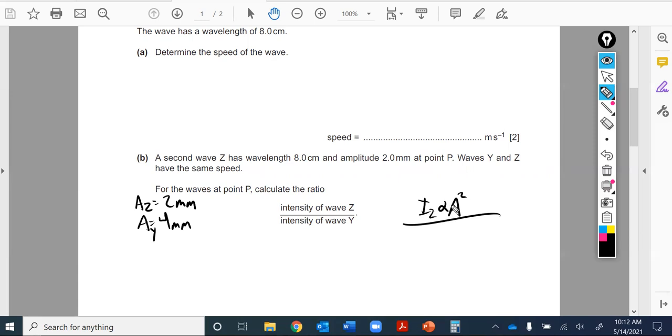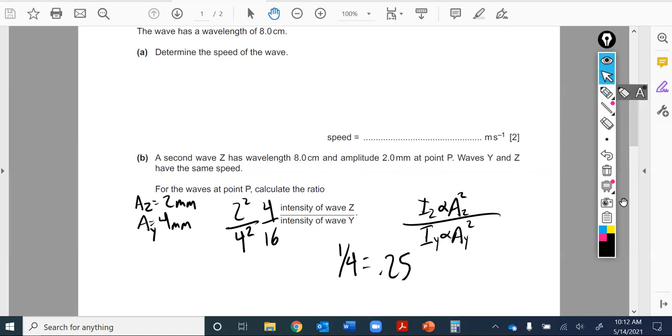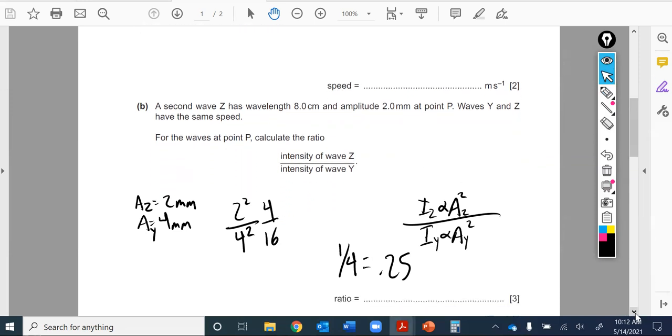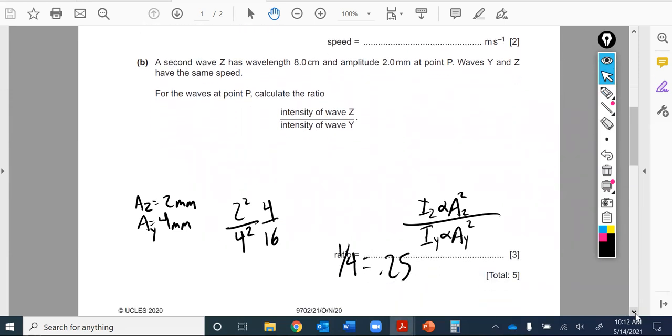And so the intensity of z is going to be proportional to its amplitude squared. So intensity of y proportional to the amplitude of y squared. So we can just consider this. So we got the amplitude of z squared over the amplitude of y squared. 2 squared is 4, 4 squared is 16. So we would get a fourth, or 0.25 should be the ratio of those intensities. And that's worth 3 marks right there for 0.25.